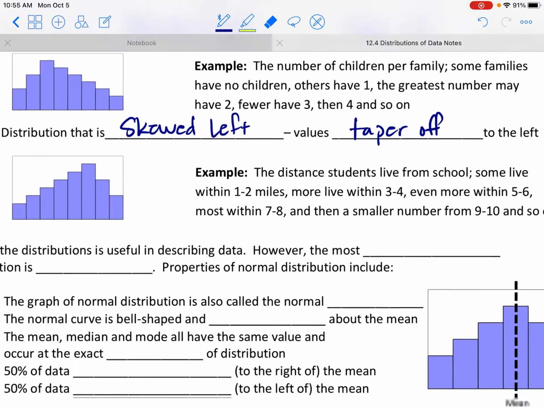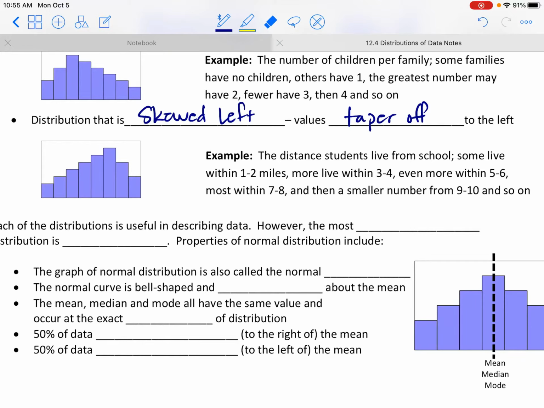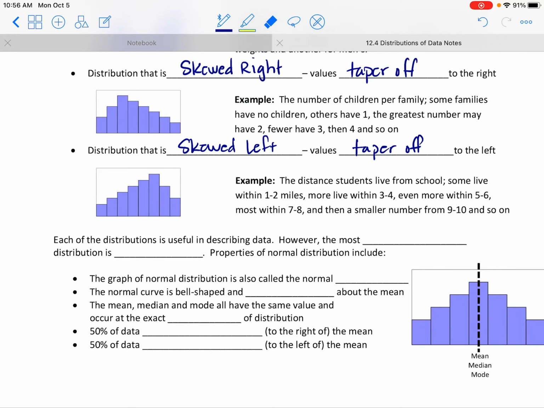What did I put here for skewed left? I don't know, how far students live from school. Sometimes it's hard to think of examples. I guess I could have looked some up, but the distance students live from school, so maybe you have a really popular distance, like maybe most of the kids live within 1 to 2 miles, and then farther away is going to be fewer kids, and closer to the school is going to be even more. So you have distributions that could be skewed left or skewed right, tapering off one direction or the other.